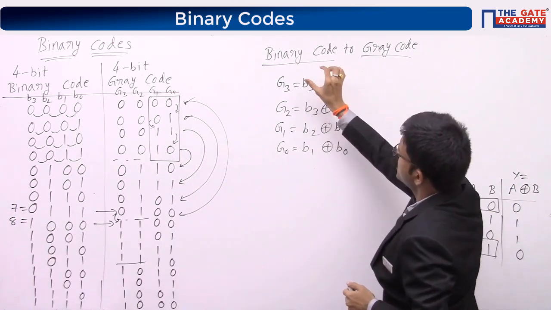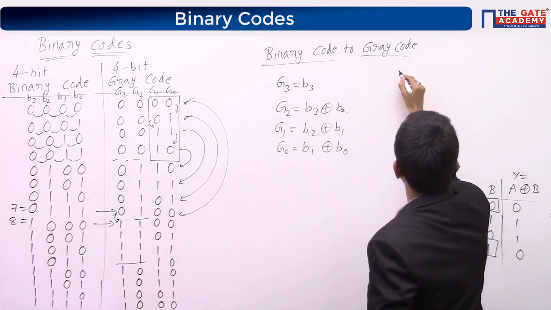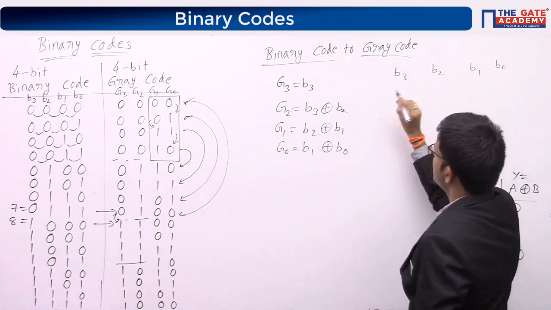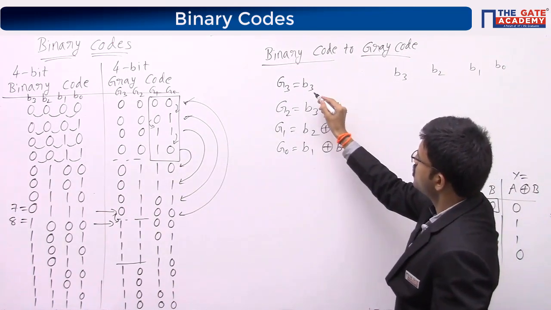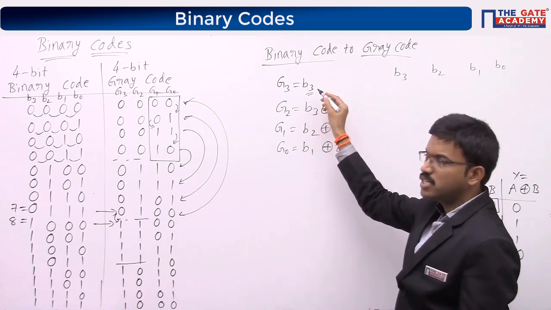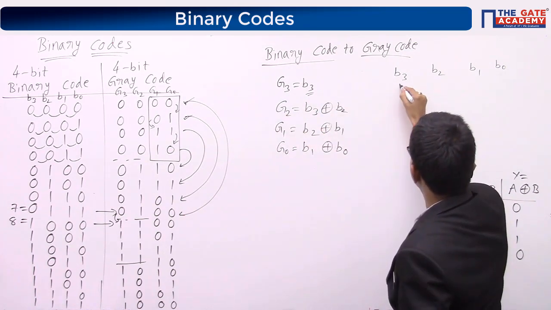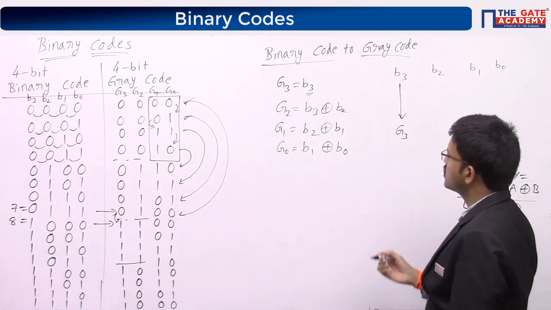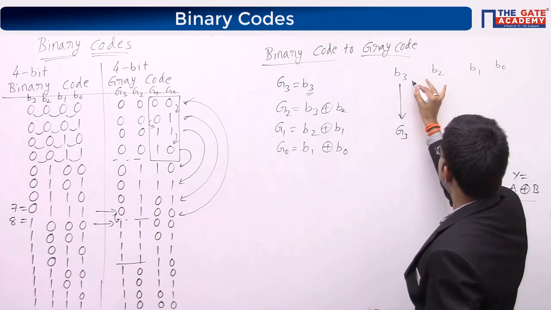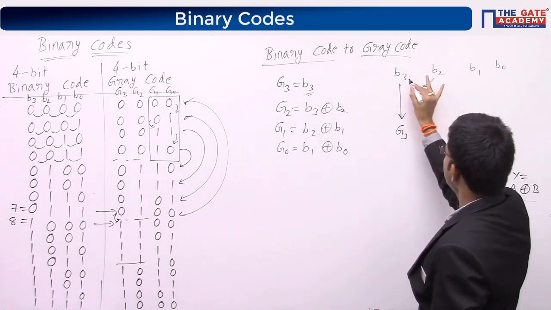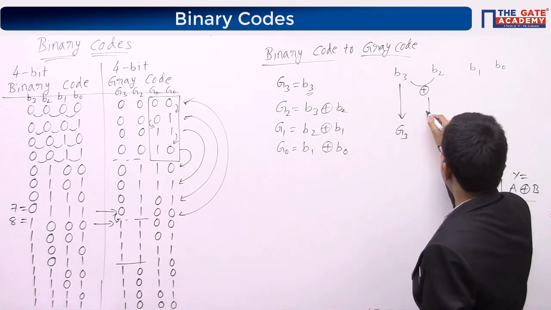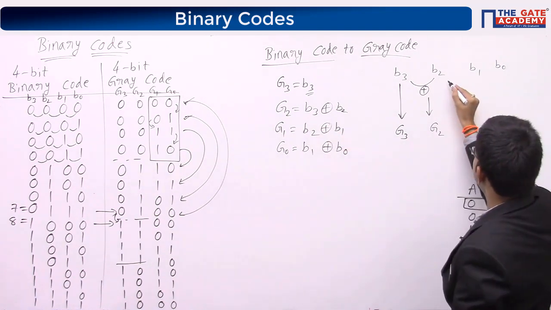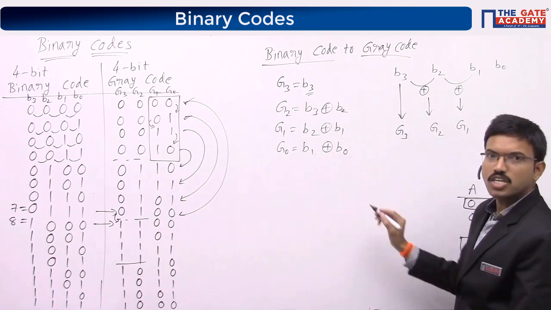Okay. See here we are having the binary code. That means what? B3, B2, B1, B0. This is the binary code available. Now what we are doing, whatever the bit B3 is there, that bit we are copying as it is, right? So B3 I am copying as it is. That is nothing but your G3. Next, B3 XOR B2. That means I am doing exclusive OR operation on these 2 bits, and whatever bit I am getting, that is nothing but G2. Next, B2 XOR B1, and then B1 XOR B0.